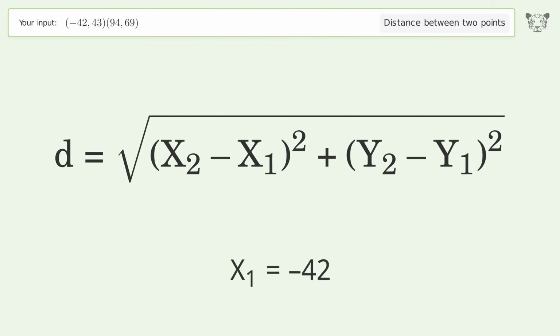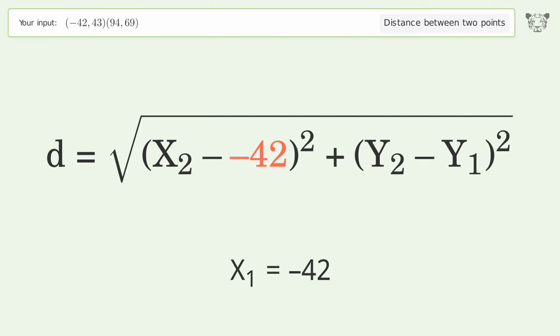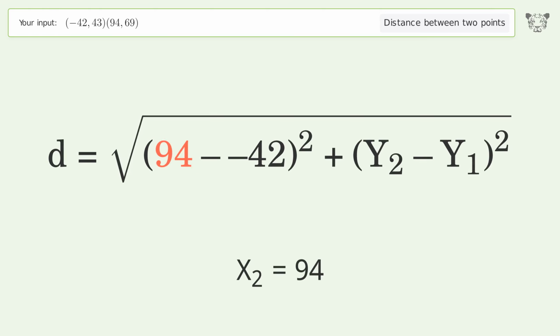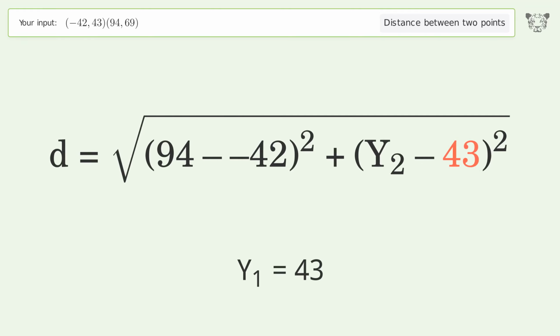x1 equals -42. x2 equals 94. y1 equals 43. y2 equals 69.